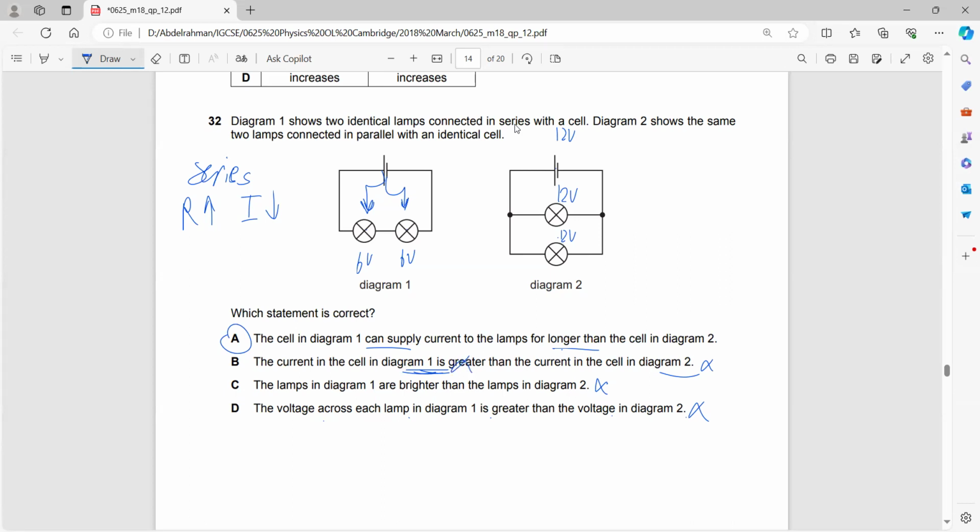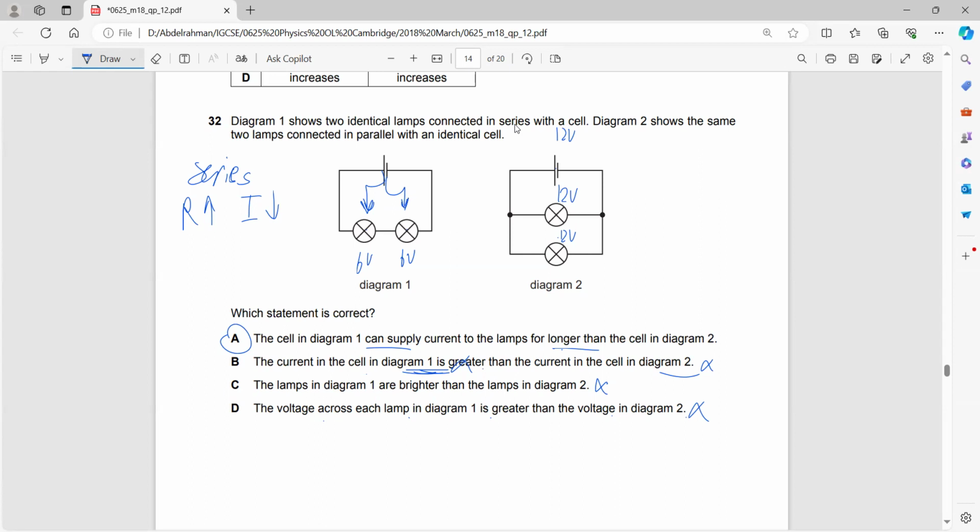Why? Because the resistance is more. You have an increase in the total resistance. Again, why is B wrong? Let's cancel out B. The current in the cell in diagram 1 is greater than the current in diagram 2. No, this is wrong. Why?